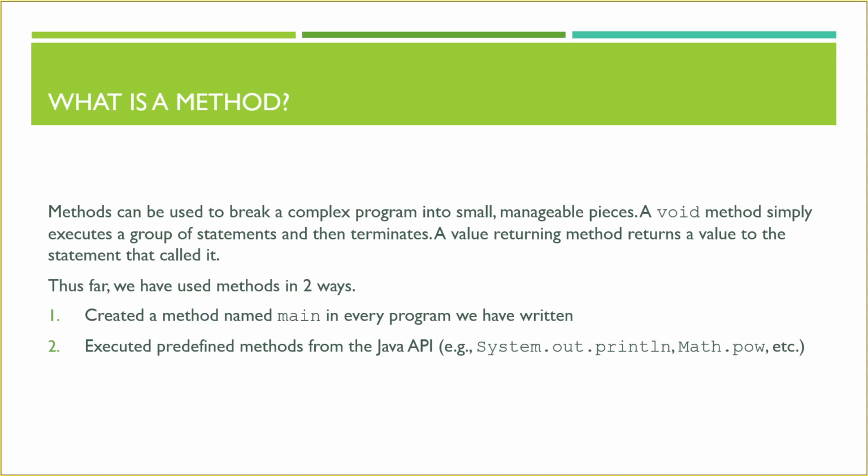And we've also executed predefined methods from the Java API. So we've executed System.out.println. In that case, it would be the println method. We've executed the pow method from the Math class. We've executed some of the Scanner class methods. Last week we discussed the JOptionPane methods, the Random class methods. We've used all kinds of methods that have already been written for us.